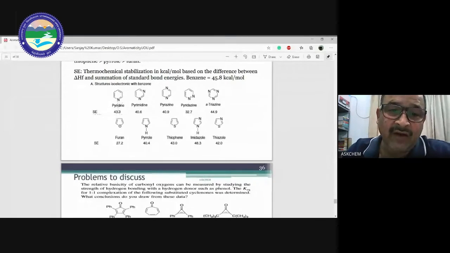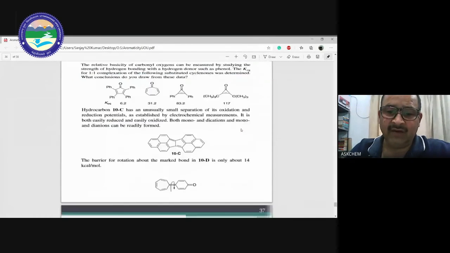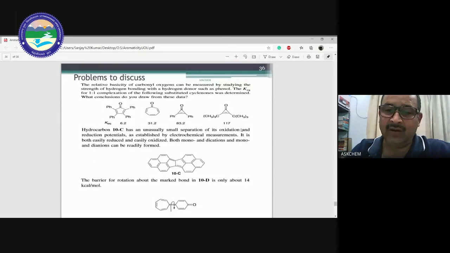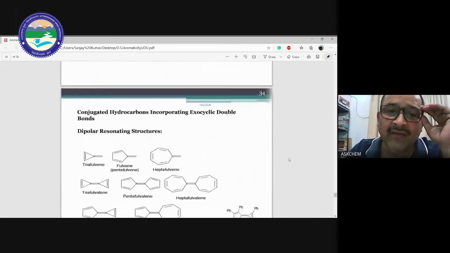So we have this stability order, that this triazine is very much stabilized, has the highest stabilization energy, followed by this group. Now, I have some problems. It's not designed, it's taken from the book. These three problems are there, but first we should discuss something. Is there any problem anywhere? Then we can repeat it.